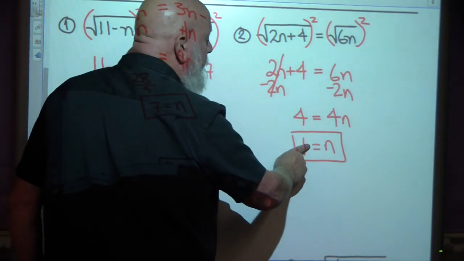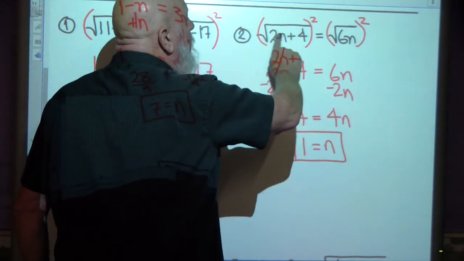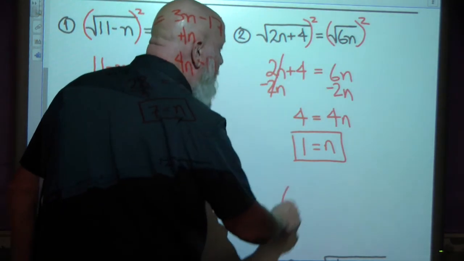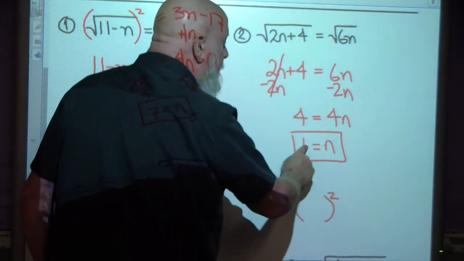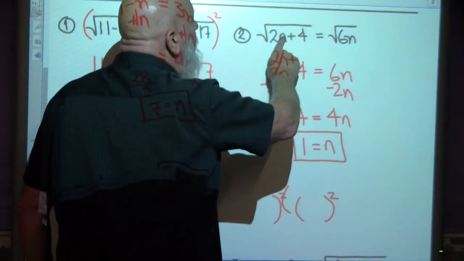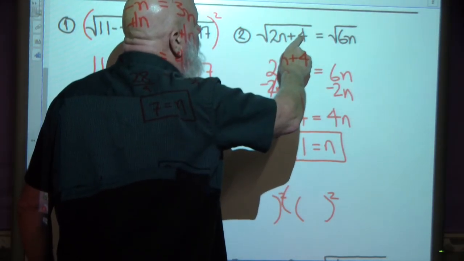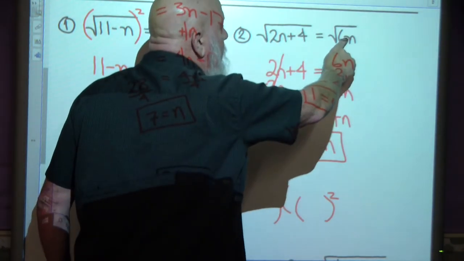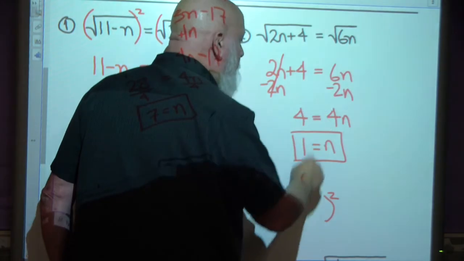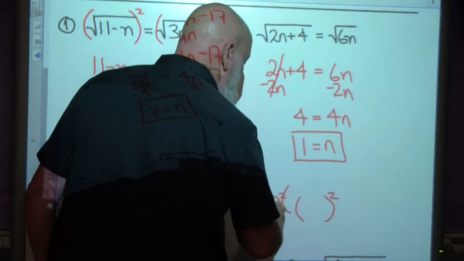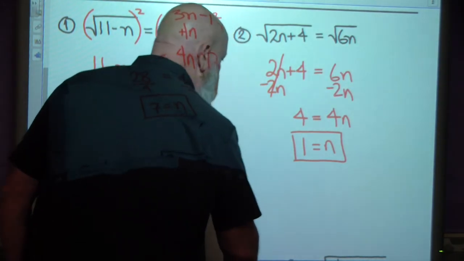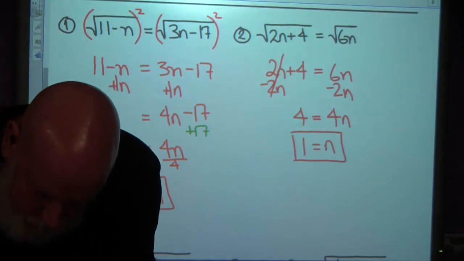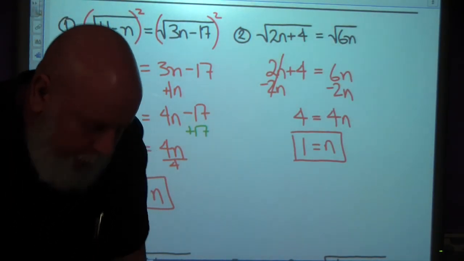Then we plug this into our original equation, ignoring the squaring that we did, and see if it works. So 2n is 2 plus 4 is 6. So that's the square root of 6 is equal to, if I plug in a 1 here, the square root of 6. So the square root of 6 equals the square root of 6. That's a true statement. And so we've solved it correctly. And I've got a key around here somewhere. I can just make sure that's right. So yay, so far so good.